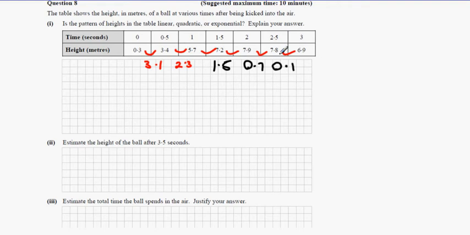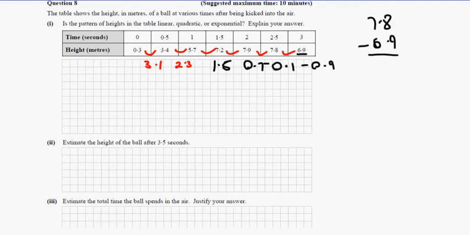And then the gap after that is, it's actually going backwards, 7.8 minus 6.9, and what we get here is that last one was minus 0.1 and this one is minus 0.9.